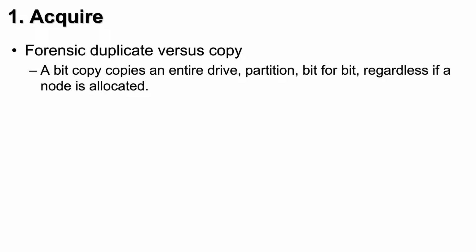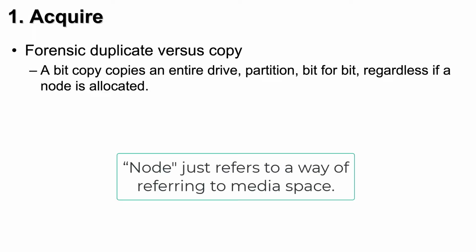Now let's get back to acquiring. So we've talked about a forensic duplicate, a bitstream copy, a forensic copy, versus just something called a copy of a file. What's the difference between those? A bitstream copy copies an entire hard drive partition bit by bit, regardless of whether an inode is allocated. And an inode is essentially a way that a file is referred to in the file system.